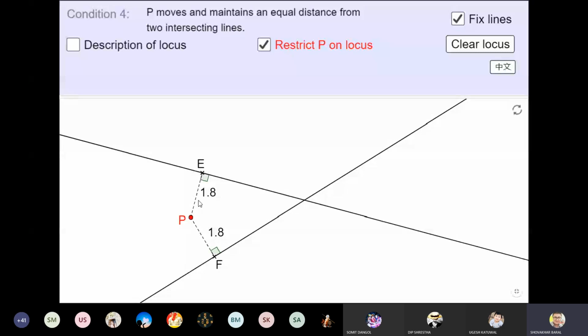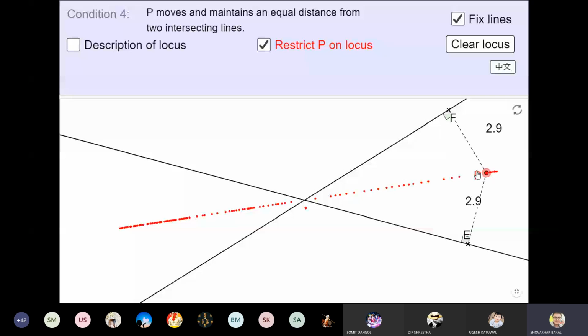I have a certain geometrical or mathematical condition for you. You need to move in such a way that you maintain a fixed distance, the same or equal distance, between these two straight lines. You move in such a way that your distance from these two paths will always be the same. So here 1.8 from E, 1.8 from E. Let me move a bit further, 2 from this point E, distance 2 from this point again. If I move it, again it is a straight line.